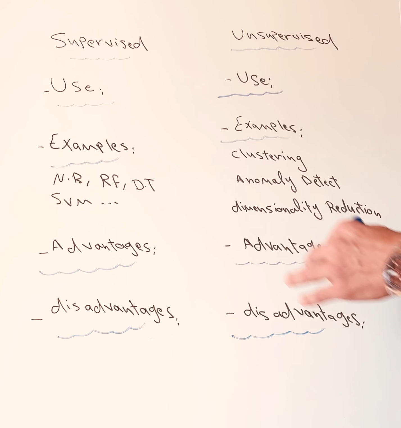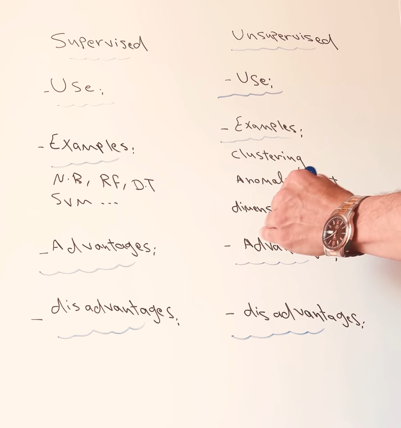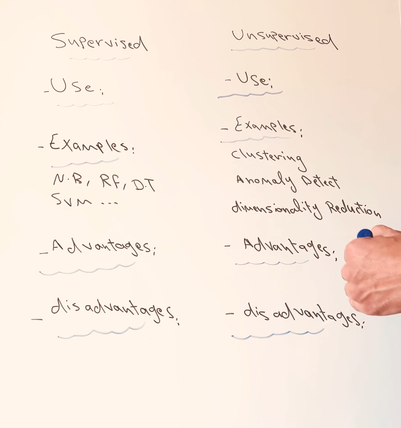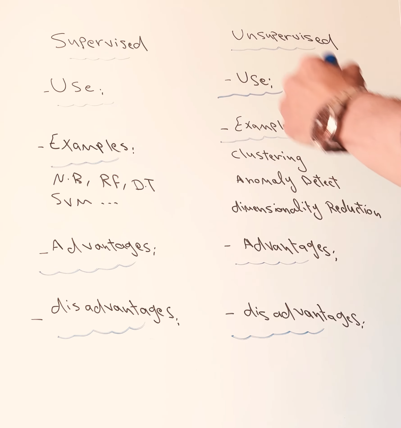In summary, we can conclude that supervised algorithms are used when we want to predict or classify, whereas unsupervised ones are used when we want to analyze.